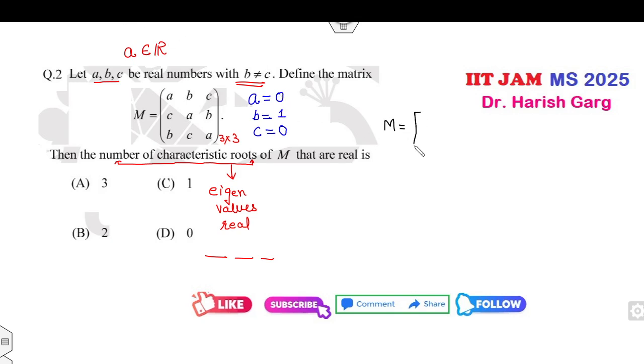What is the value of the matrix M? A is 0, B is 1, C is 0, so the matrix is 0, 1, 0, 0, 0, 1, 1, 0, 0.